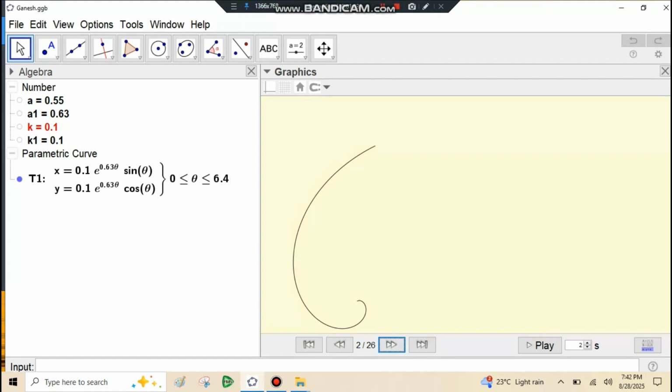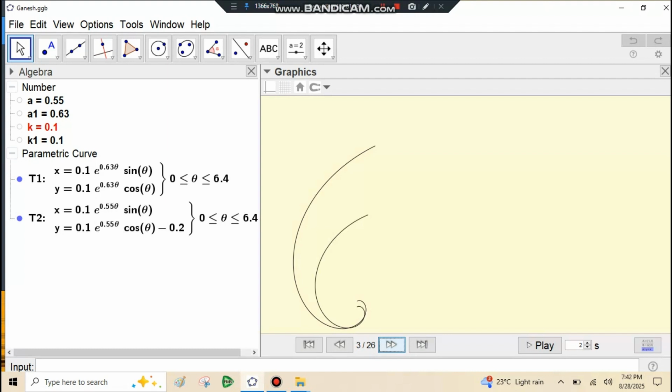Okay. So this is the first line of the trunk, second line of the trunk. So I hope you like this shape of this particular trunk of the Ganesh.